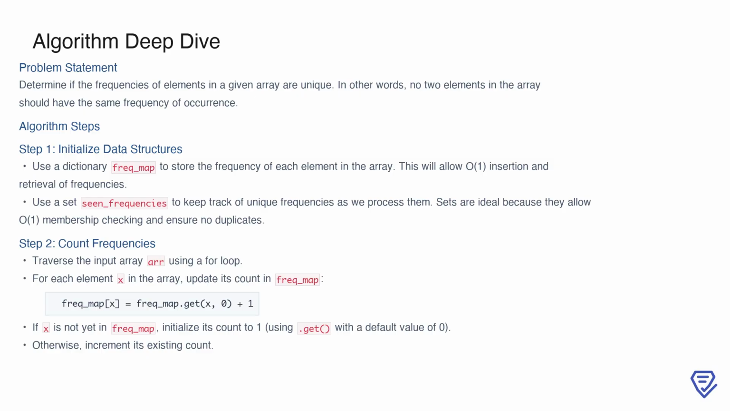Once these are ready, the next step is to count the frequencies of elements in the input array. As we traverse the array, for each element, we update its count in frequency_map. If the element is not already present, we start its count at 1 using the .get method with a default of 0. If it's already present, we simply increment its count. This ensures that frequency_map accurately reflects the frequency of each element in the array.